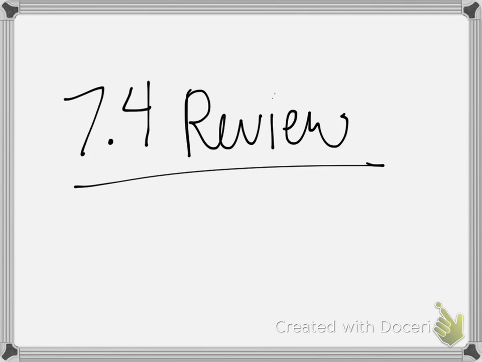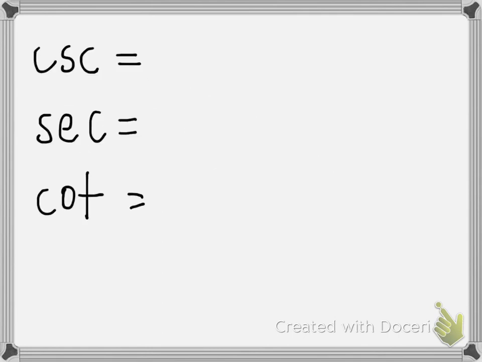So this is 7.4 review. So this is on the cofunctions. So when we look at the cofunctions, we have cosecant, secant, and cotangent. Cosecant is 1 over sine, or if we remember that sine is y, it's also 1 over y. So when we're looking at our unit circle, if we want to find cosecant, we find the y value and you do 1 over that.